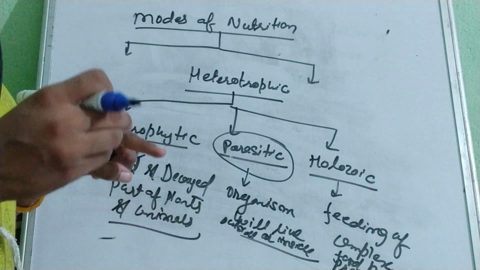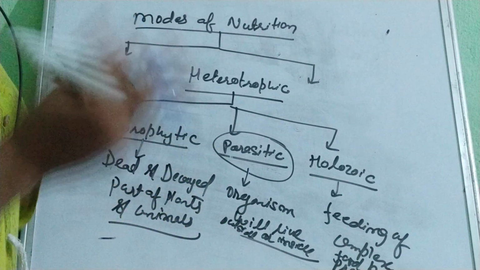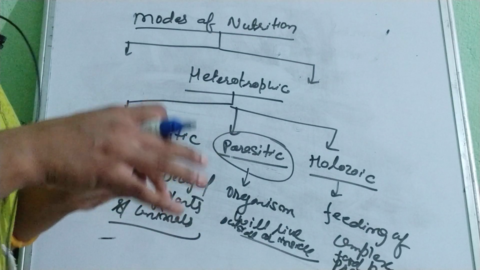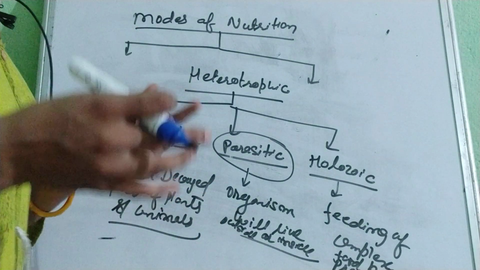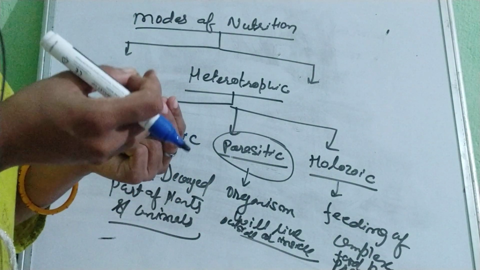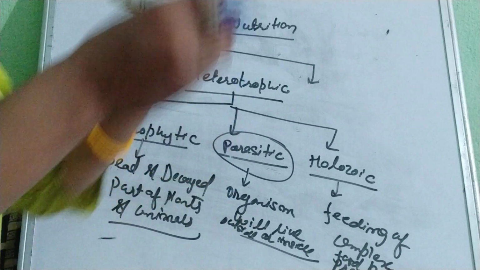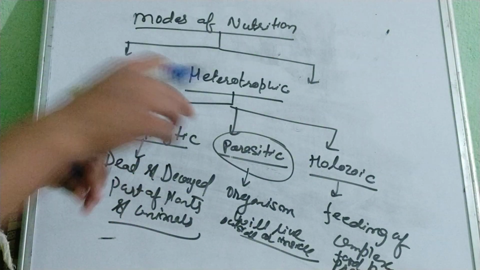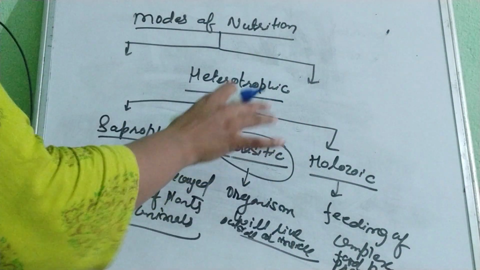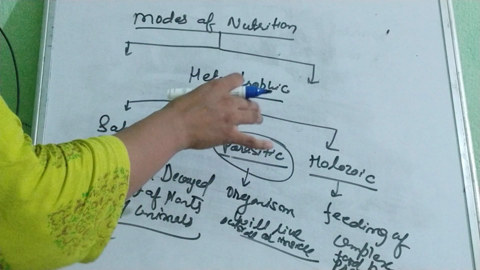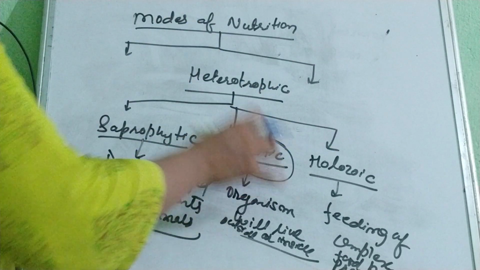Parasitic mode of nutrition means that parasites obtain their food from the host where they are living. They live on the host's body, either from outside or from inside, and take in their food. That process is called the parasitic mode of nutrition.